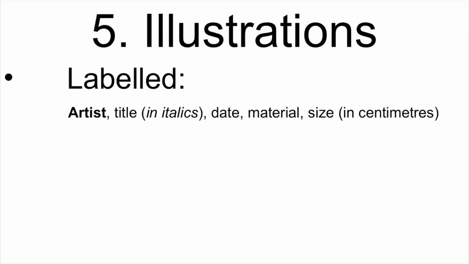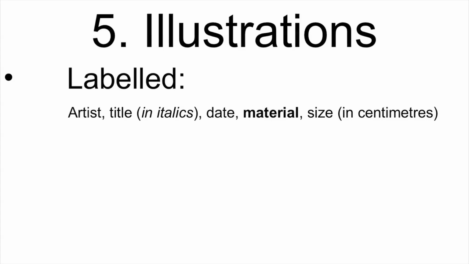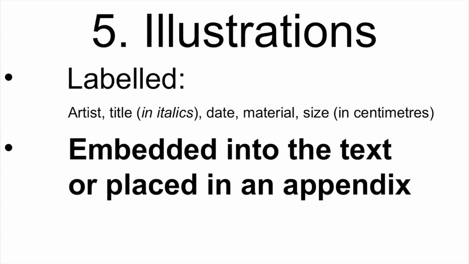The illustrations come after the essay conclusion. Each artwork that you reference in the essay must be labelled in the order artist, title in italics, date, material, and size in centimeters. These images can be embedded into the text or placed in an appendix at the end.